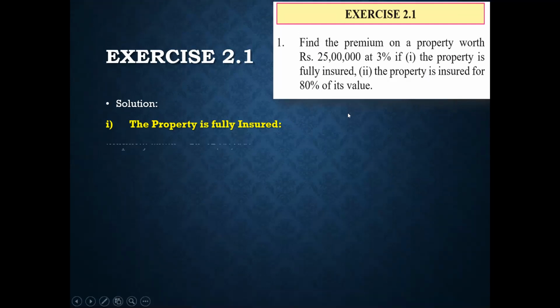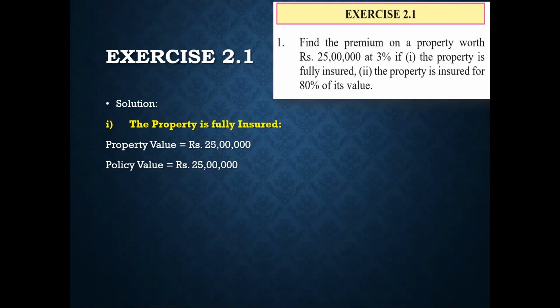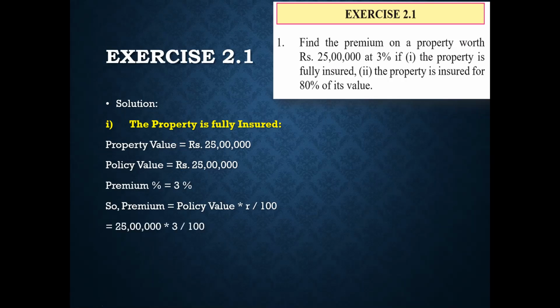Now here, as you can see, the property value is 25 lakhs. The policy value is also 25 lakhs because the property is fully insured. The rate of premium given is 3%. So by using the formula, premium is equal to policy value into R upon 100, I write 25 lakh into 3 upon 100. On cancelling the zeros of 100 and 25 lakh, I am left with 25,000 into 3, which equals 75,000. So the premium amount is rupees 75,000.